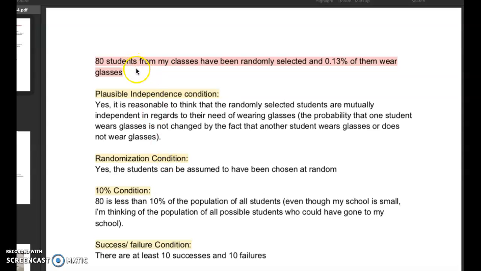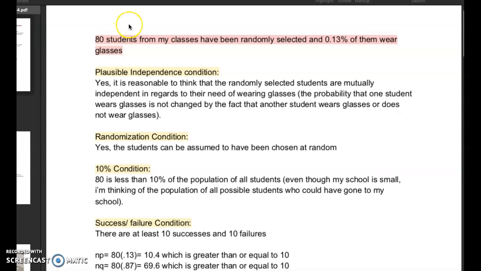So I decided to get students from many classes, but I did not reuse students, if that makes sense. Each student is their own person. So 80 students from my classes have been randomly selected. This was my proportion, so 0.13 of them wear glasses.